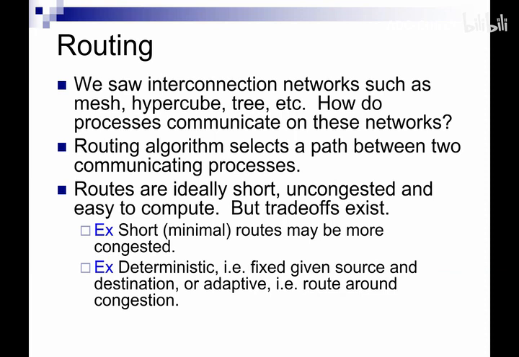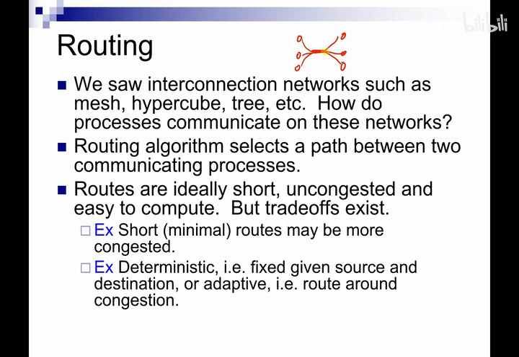For example, if you try to get very short routes, then these short routes might be more congested. So if you have a bunch of processes like these, and you're trying to make the routes as short as possible, then maybe you could have paths like these.